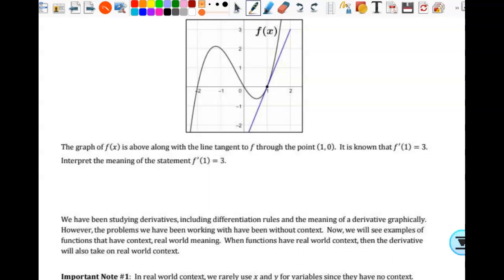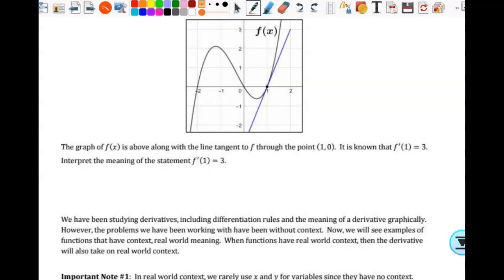All right, so here's the graph of f of x, along with the line that is tangent to f through the point (1, 0). It is known that f prime of 1 equals 3. Even if they didn't tell us that, could we figure that out? Yes, because we can see the slope of that blue line, right? All right, so if we want to interpret the meaning of the statement f prime of 1 equals 3, okay?